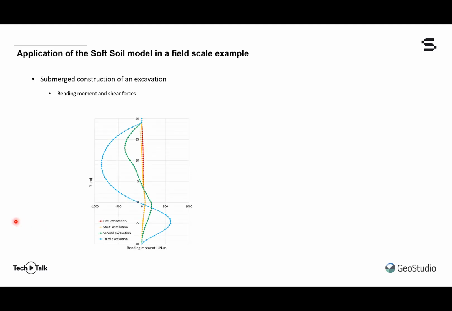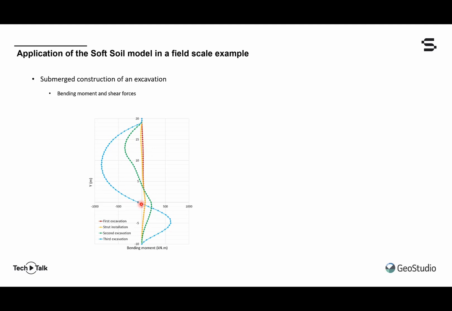The maximum bending moments experienced by the diaphragm wall is about 860 kilonewton meters. A change in sign occurs for the bending moment profile right near the base of the excavation. So there's where the sign change occurs.